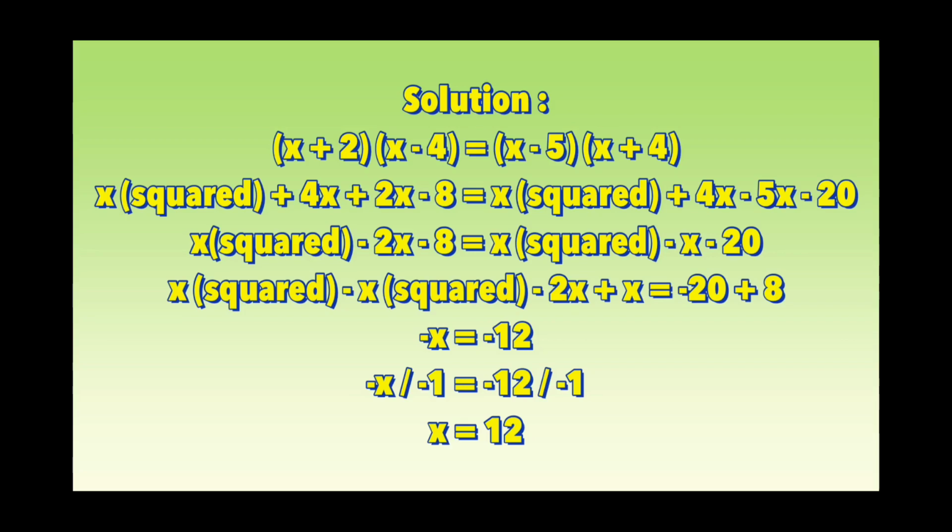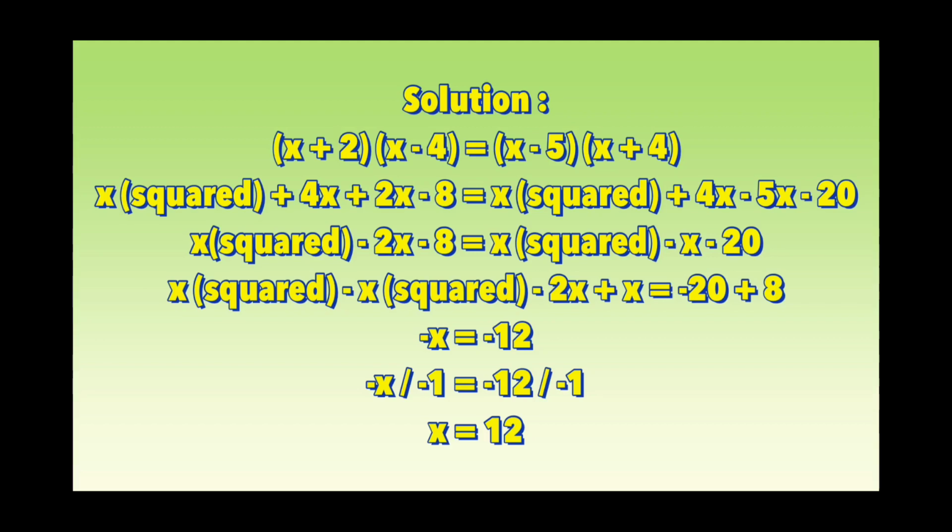X squared minus x squared equals 0. Negative 2x plus x equals negative x. Then negative 20 plus 8 equals negative 12. Then since we have negative x, we're going to divide both sides of the equation by negative 1. That's why negative x divided by negative 1 equals positive x, and negative 12 divided by negative 1 equals positive 12.